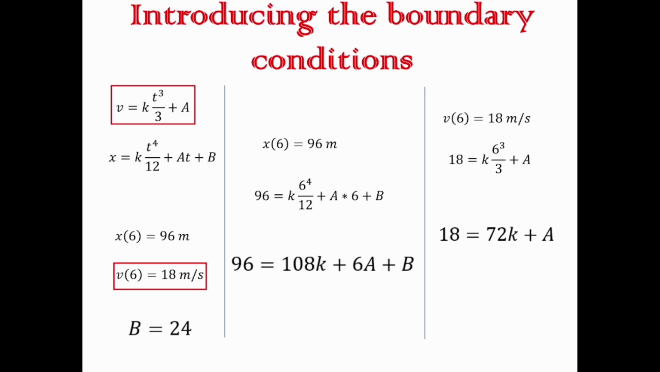So invariably, we have three core equations that we're going to be working with, and we have three unknowns. The first one is that B is equal to 24. The second one, for displacement, is 96 is equal to 108k plus 6A plus B. And the third is 18 is equal to 72k plus A. So we're going to work with these three simultaneous equations and try to evaluate them to get our constants out of the equations.